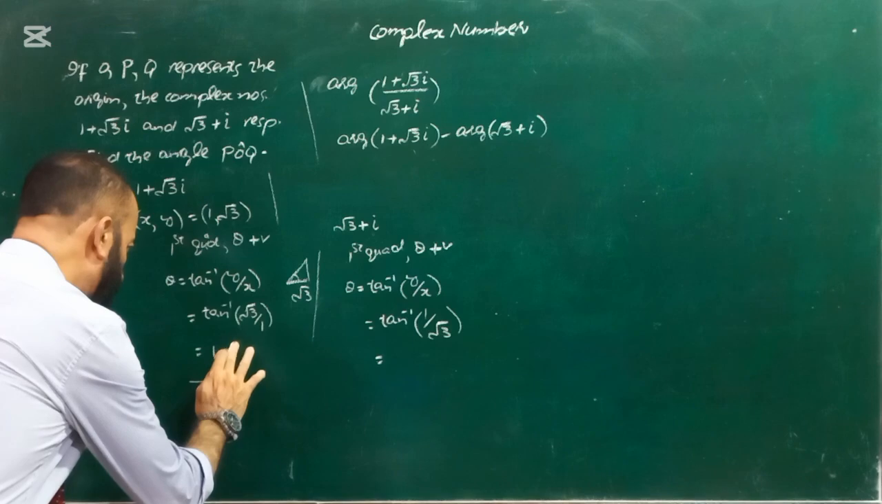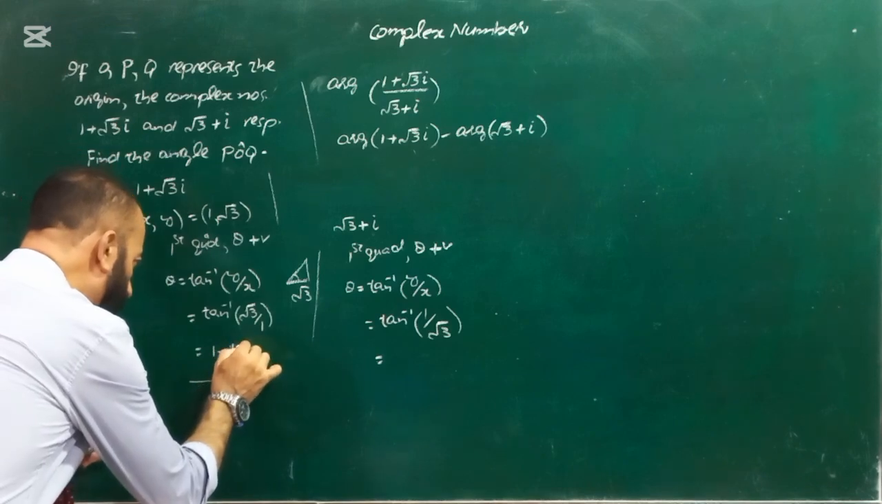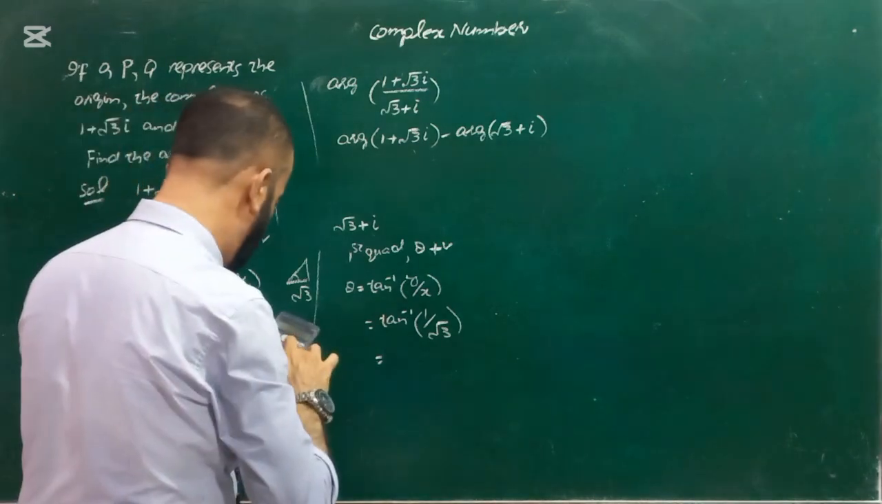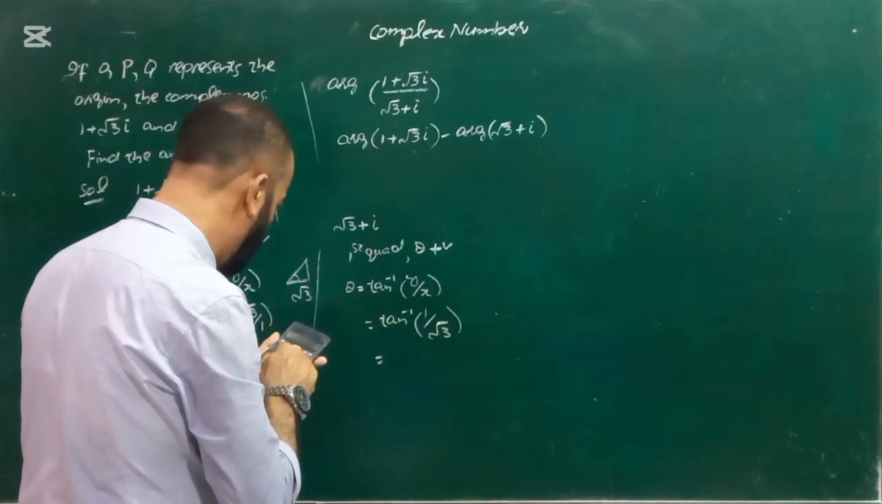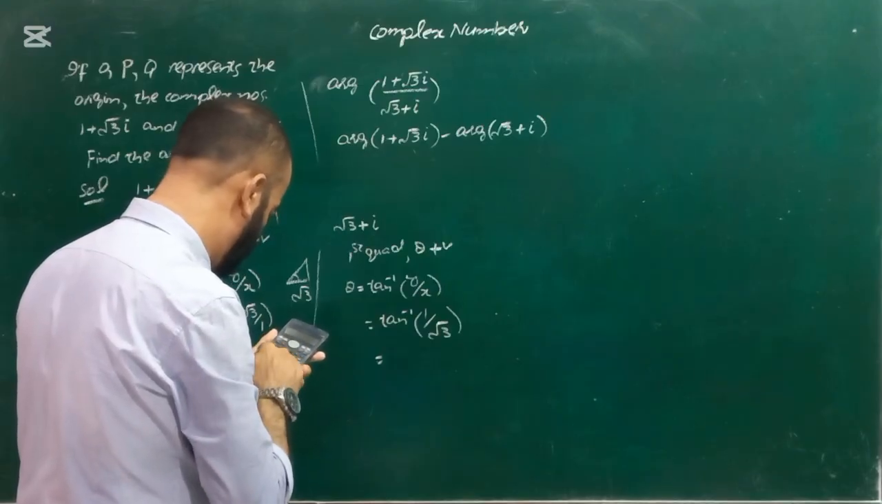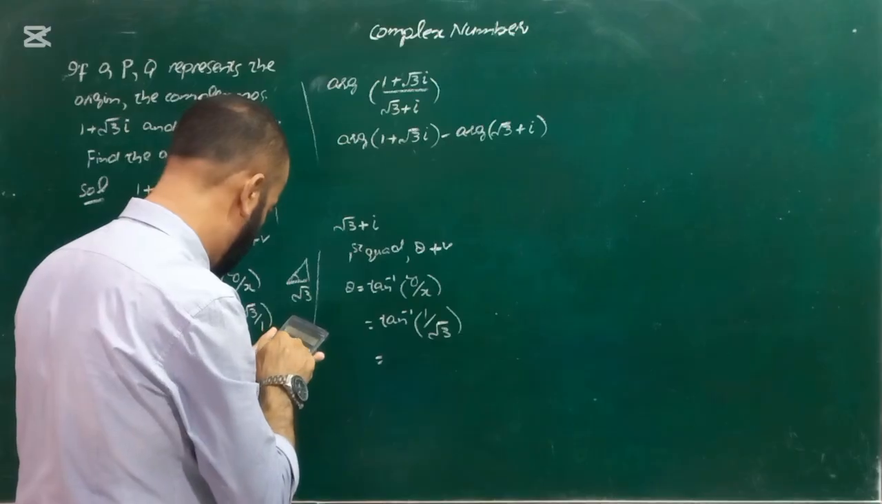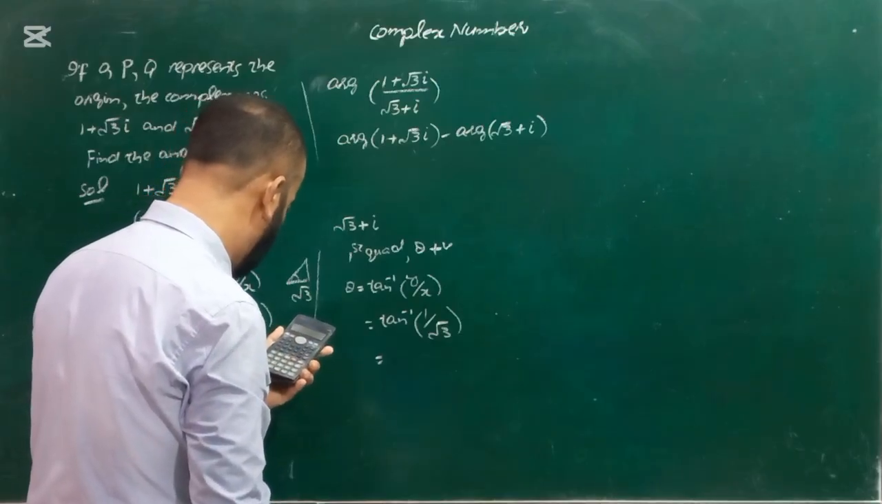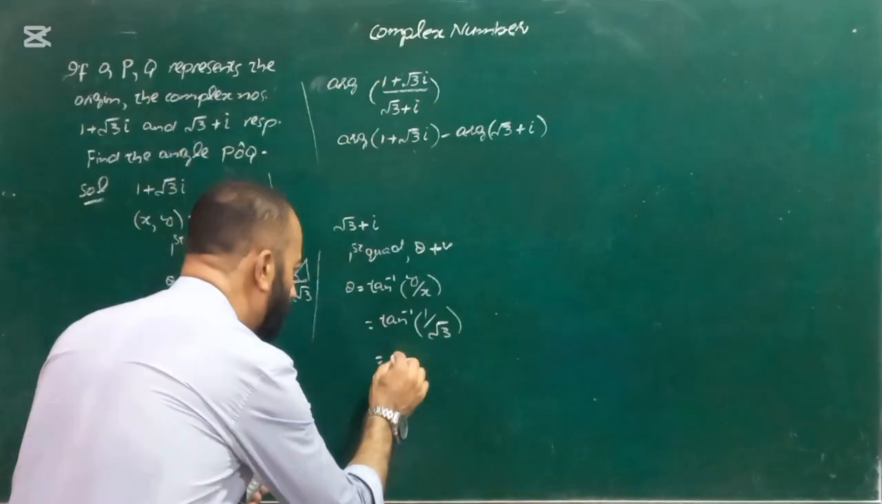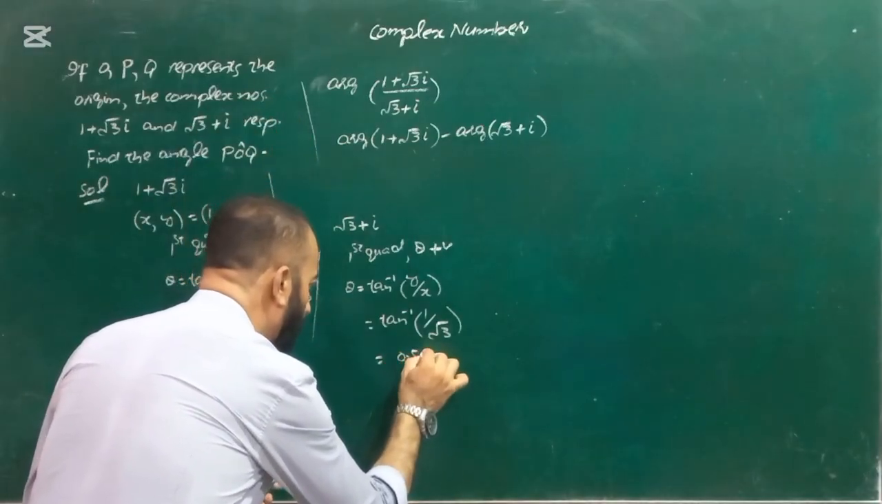1.047, and from here tan inverse 1 by square root 3. Answer is 0.524.